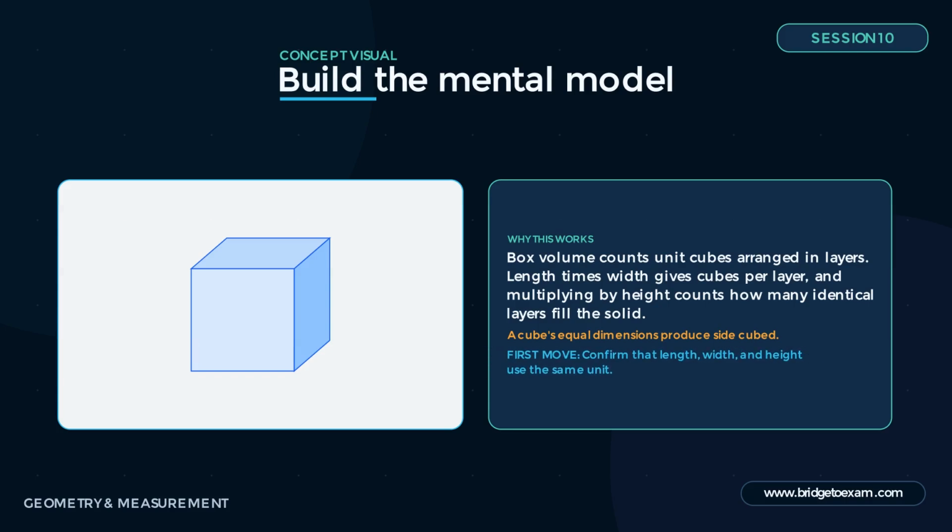First, confirm that length, width, and height use the same unit. Second, multiply the base rows and columns to find cubes per layer, then multiply by the number of layers. Third, for a missing height, rearrange to h equals V divided by LW. Finally, check that changing one dimension changes volume by the same scale factor. Do not skip the final check simply because the calculator produced a number.